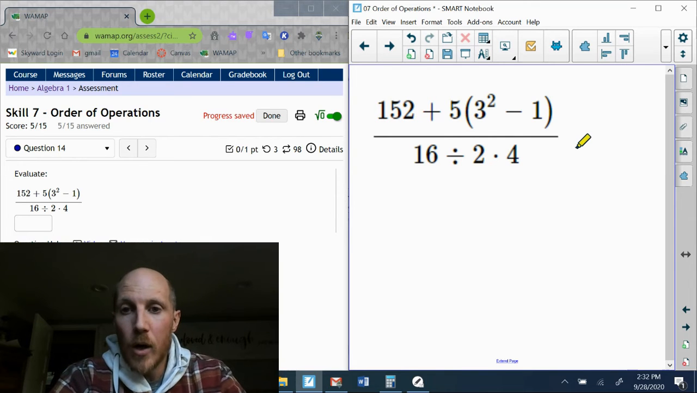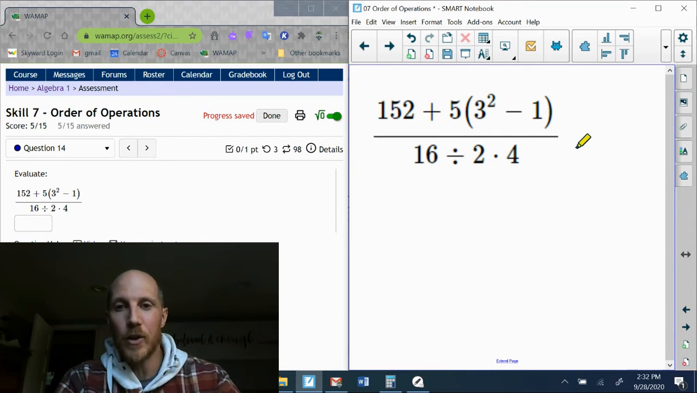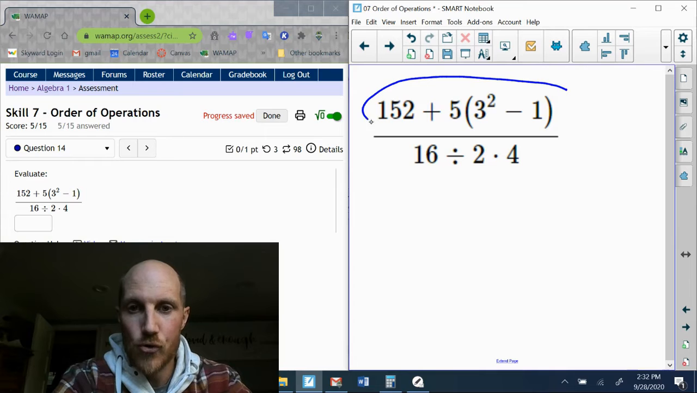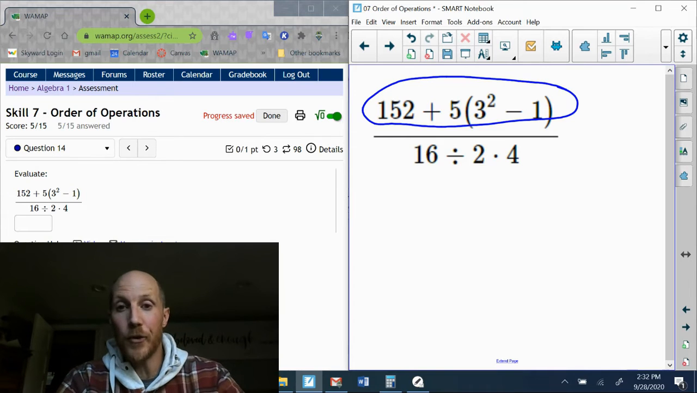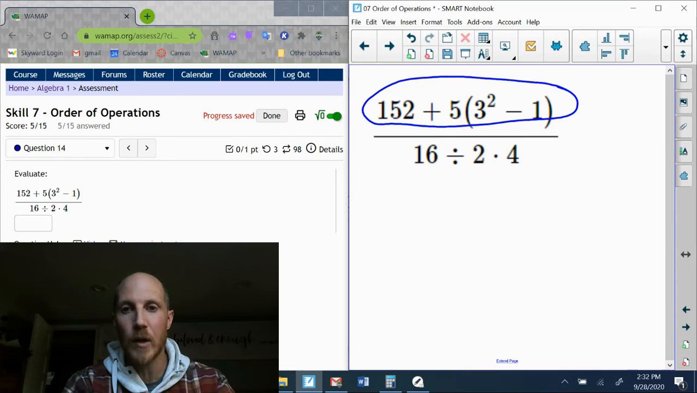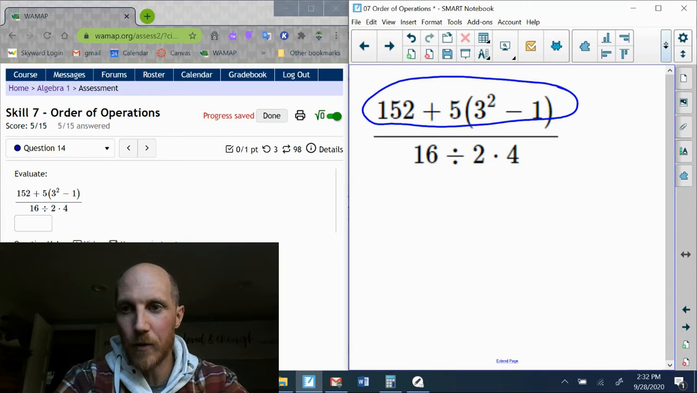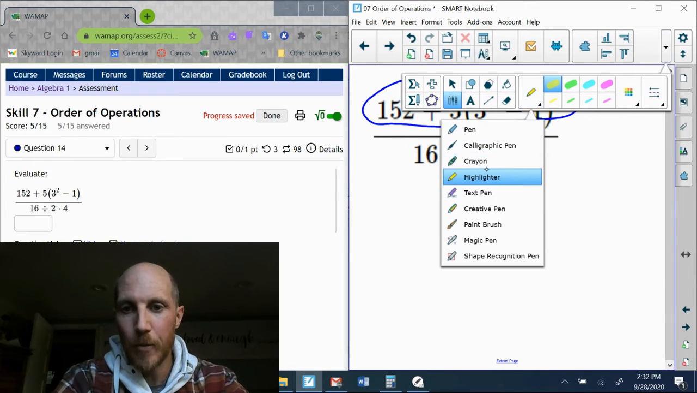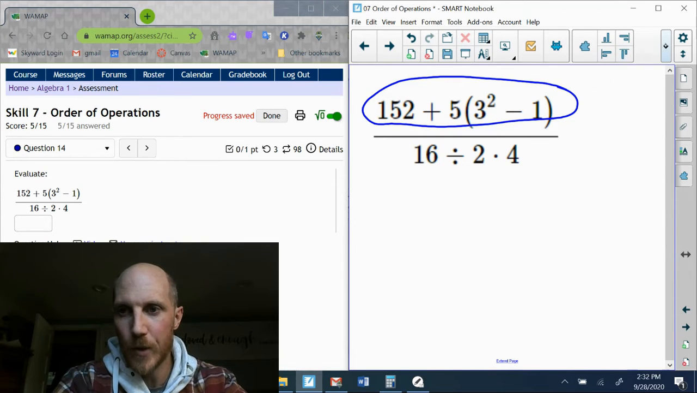Okay, so the top part of this represents a group. Everything on the top of that line is grouped together. I have to do everything on the top before I can divide by the stuff on the bottom. And speaking of the stuff on the bottom, where's my pen? Okay, good. Now I want a different color.